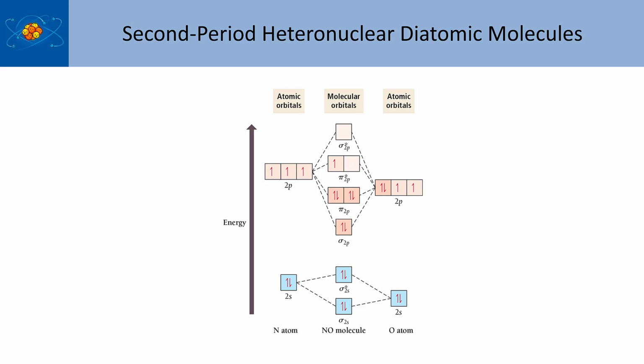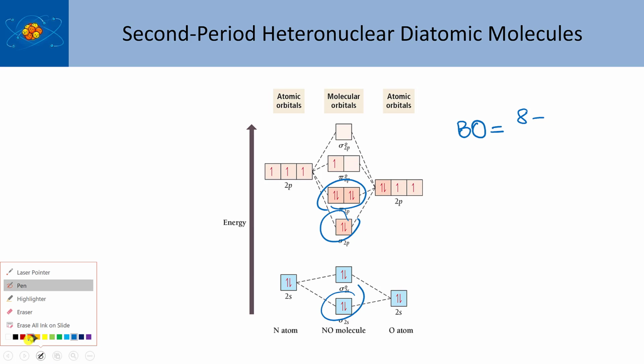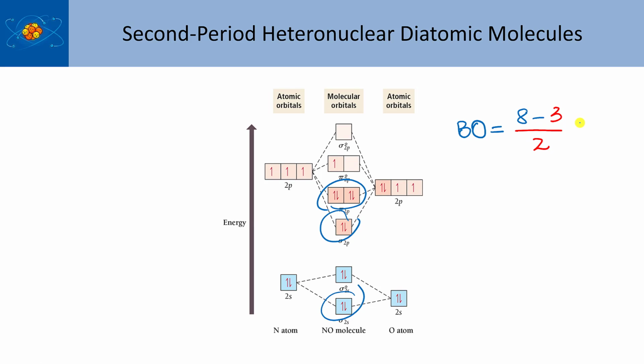And then I can calculate a bond order for this. My bond order would be, I have 2, 4, 6, 8 bonding minus 3 antibonding divided by 2, so I get a bond order of 2.5, like that. Now, because the bond order is 2.5, right, it's half. It's like between a double bond and a triple bond.